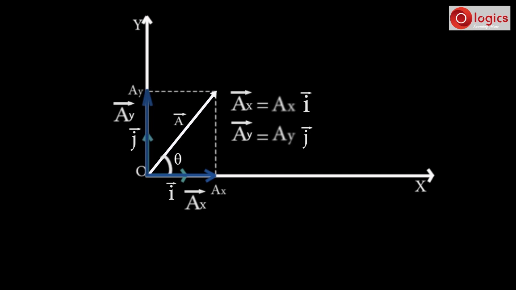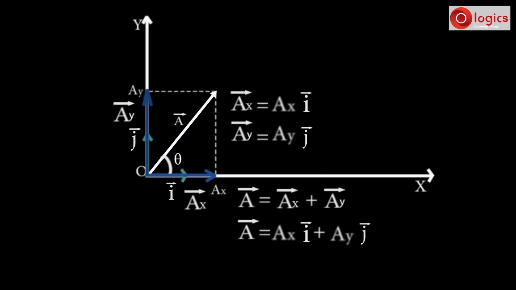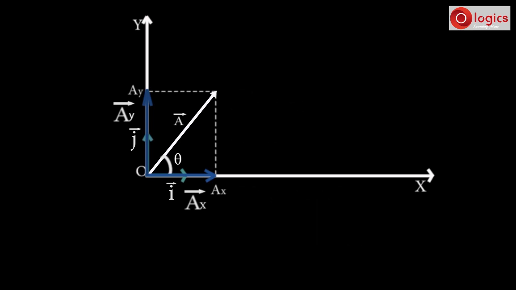Apply the parallelogram law of vectors to this case. We get a bar equals Ax bar plus Ay bar. On substitution, a bar equals Ax i bar plus Ay j bar. This represents a bar divided into rectangular components in a plane. Now let's find the direction angle theta of the vector a bar. Now observe, we have a right angled triangle.